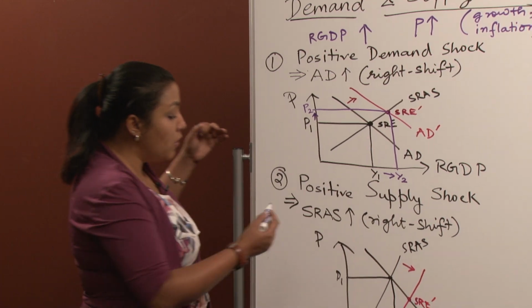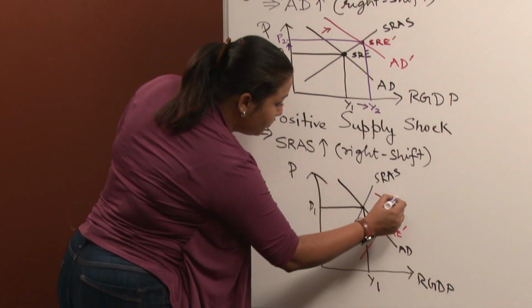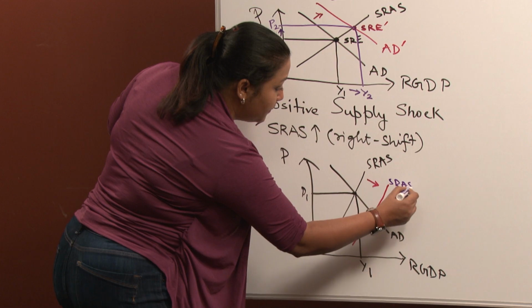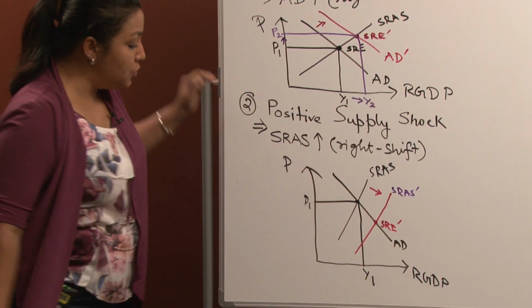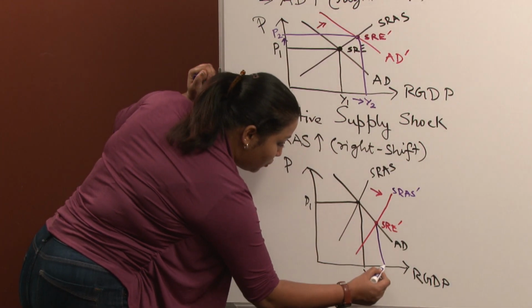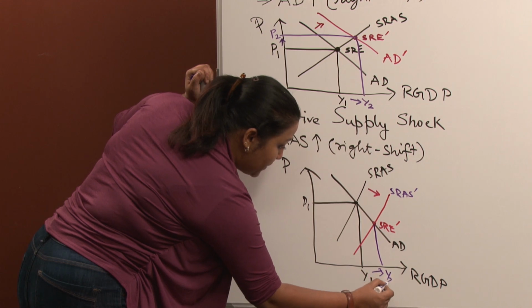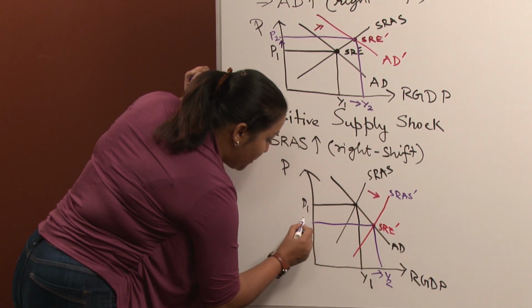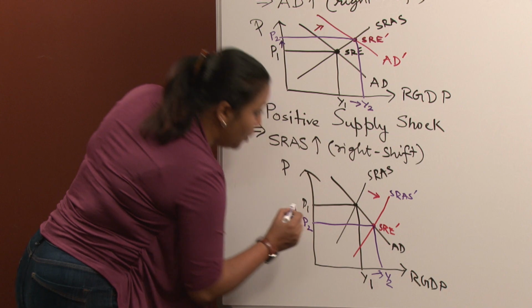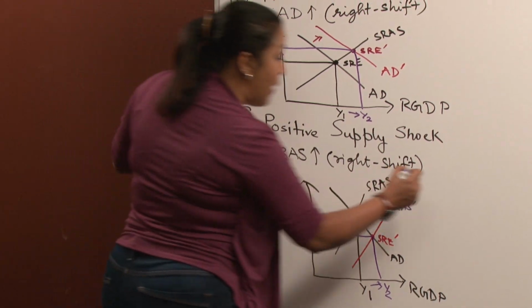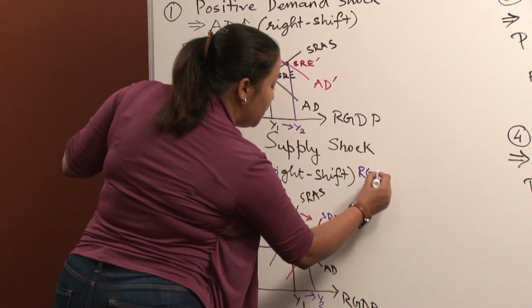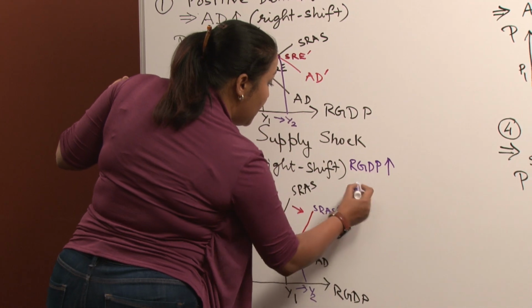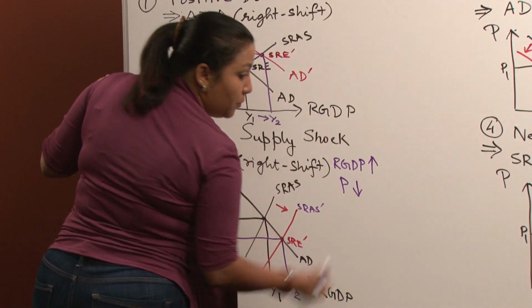Now, if you have a positive supply shock, something like that, then you have a new equilibrium at which the real GDP is higher, but the price index of the economy is lower. Okay? So here you have a situation where the real GDP of the economy goes up, but the price index of the economy goes down.